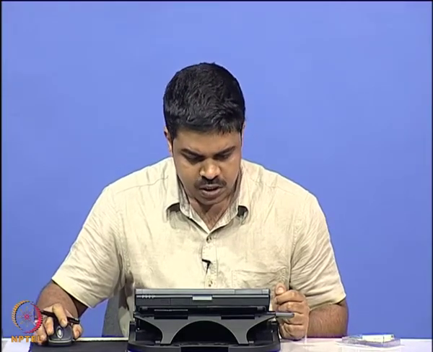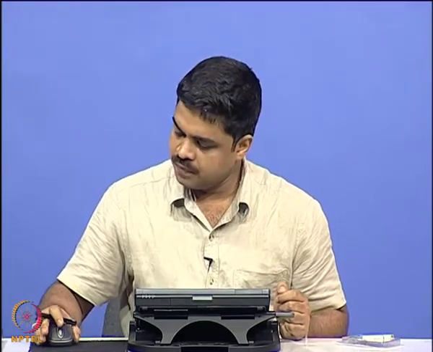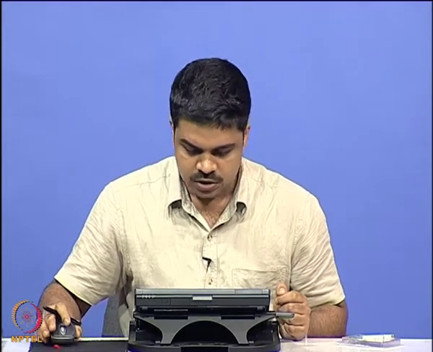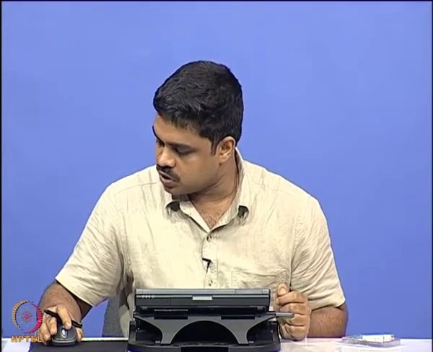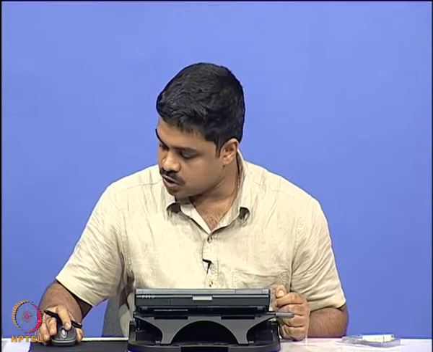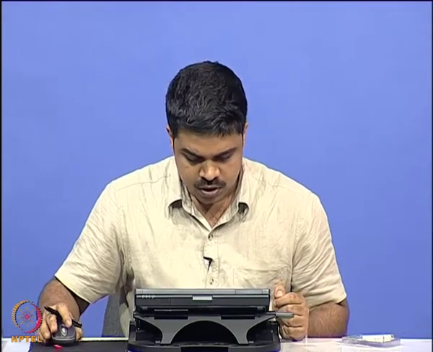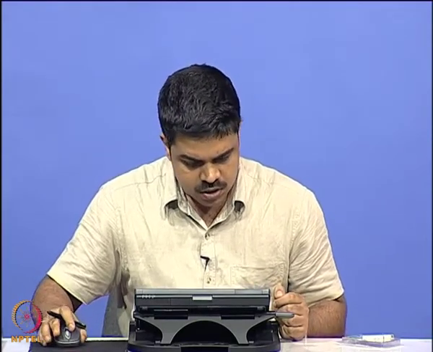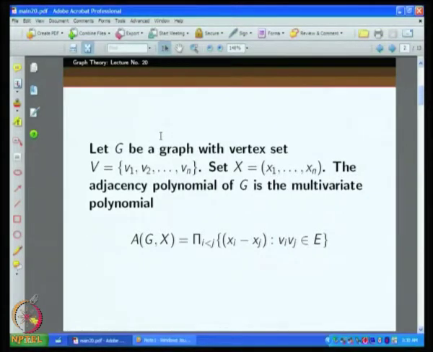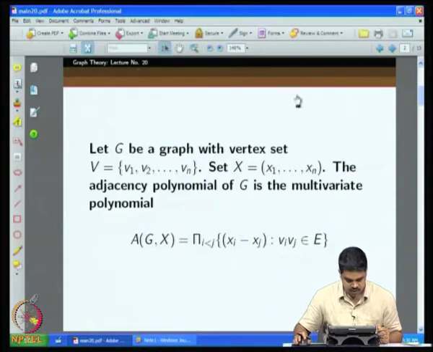The material for this will be available in the graph theory textbook by USR Murthy and Bondi. Earlier I was mostly following Reinhard Diestel's book. This is taken from Murthy and Bondi and Murthy's book.